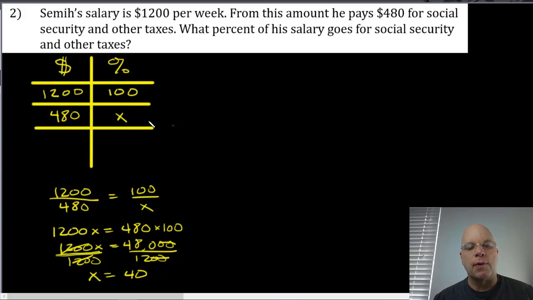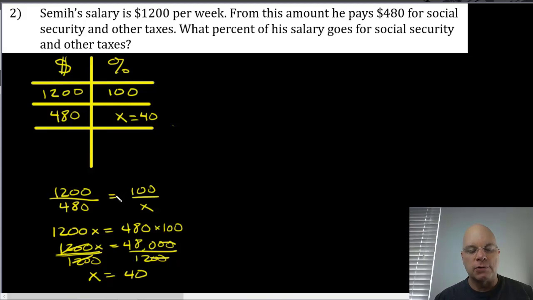Also, in the same way that we would write the dimension on the figure when we identify a dimension in a geometry problem, it's good to write your answer in your table and just see whether it makes sense. 480 is less than half of 1200, and 40 is less than half of 100. Just make sure your answer seems reasonable in the table.